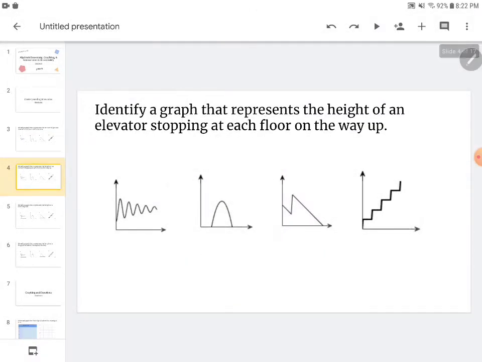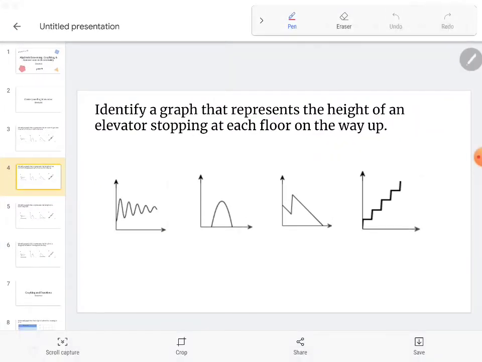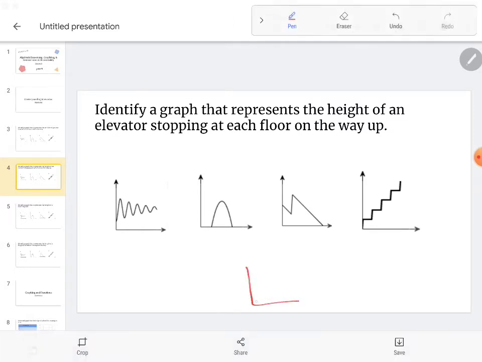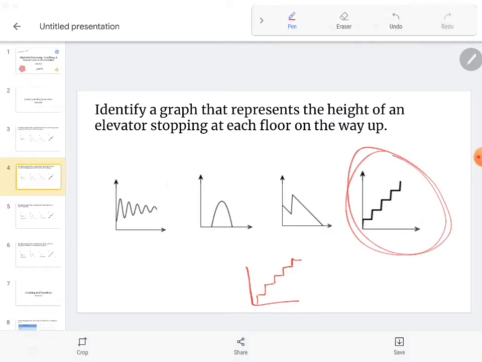Again, for our next question, we are going to identify a graph that represents the height of an elevator stopping at each floor on the way up. When we think about an elevator, on your way up, you stop at each floor. We'll draw our mini graph down here. So we're going up a floor, and then we stop. And we go up a floor and stop. And it just keeps going up, kind of like steps, until we eventually get a graph that's similar to the fourth one right here. Which means that the graph that's going to represent this scenario the best is going to be our fourth graph.